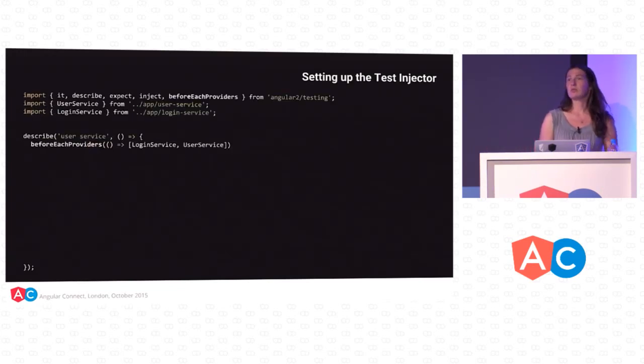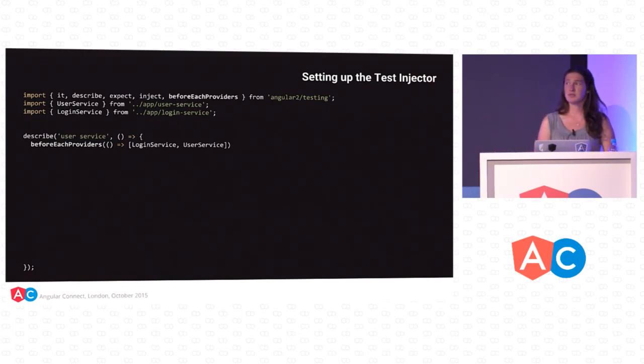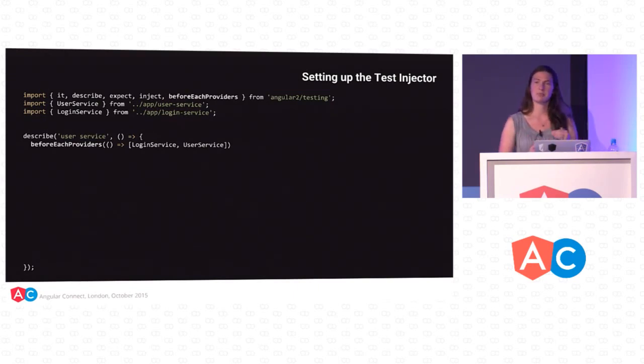So back to testing. We need to set up the test injector and tell it that these are the services that we're going to be using. We use the beforeEachProviders function, which is similar to beforeEach functions that you'd have seen in Jasmine or Mocha. It runs before every it block, and you can nest them to make sure that you're loading exactly what you need for the test. And we pass it a list of providers for exactly what we need. So in this case, we need the login service and the user service. And this list of providers looks really similar to what you'd be using to bootstrap your Angular 2 application.